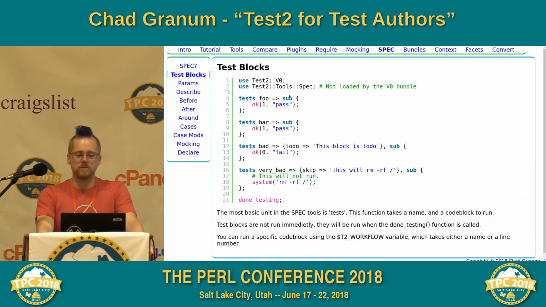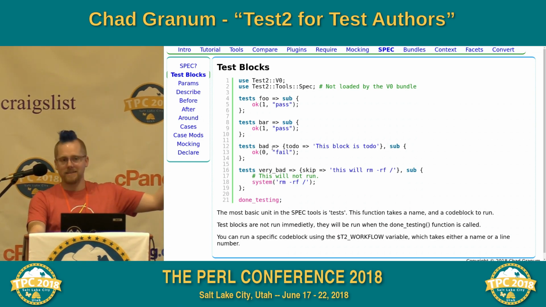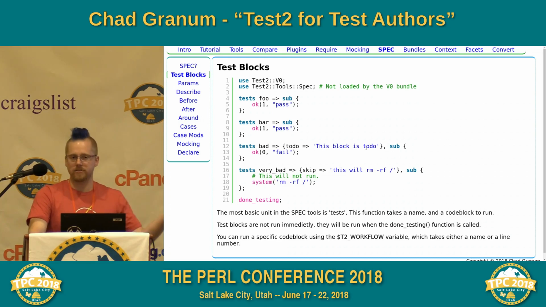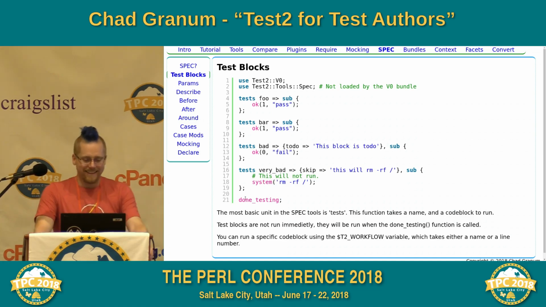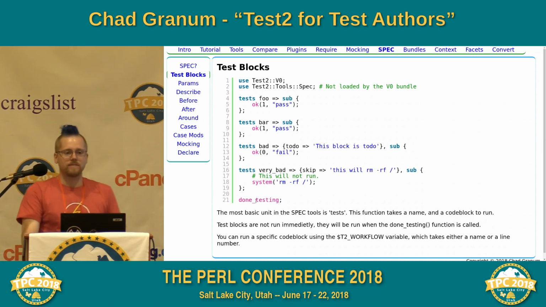So you use Test2 tools spec, and your main keyword here is tests. So test foo, we're defining a subtest, and it passes. Sub bar, also pass. Test bad, this one's going to fail. So we're marking it as todo by giving it this hash of params before giving it the sub to run. So this will fail, but it'll be todo. Then you can also do the same thing with skip. Say, hey, we're skipping this because we don't want to wipe our hard drive. And it will skip that. It will not actually run that test block. So it is safe, though I don't recommend you test it too hard. Then done testing when you're done.